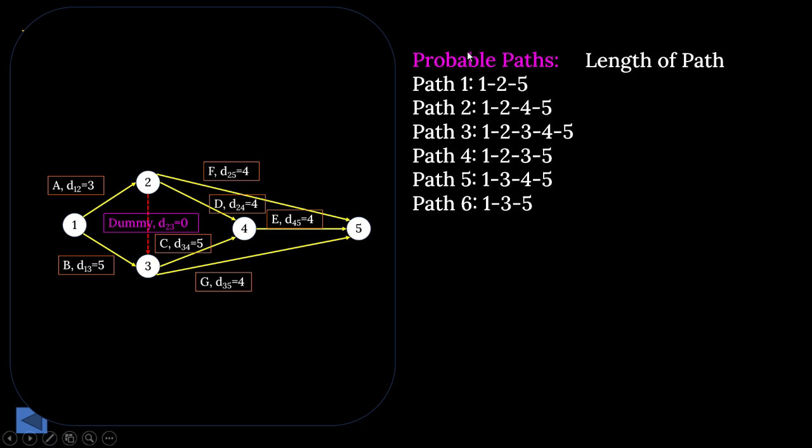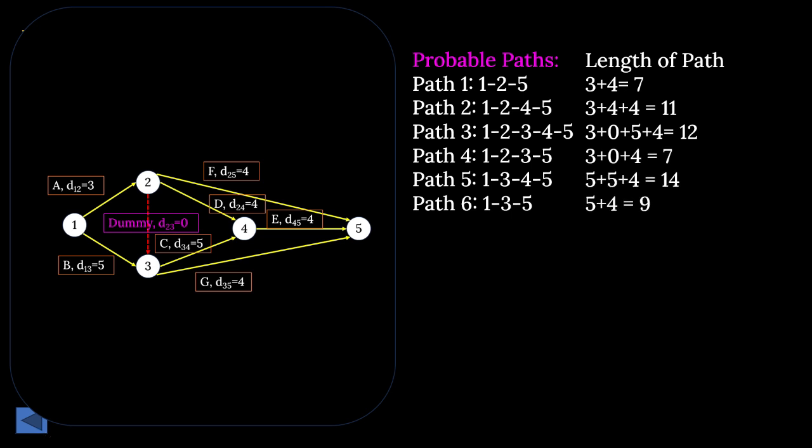In the first case, 1 to 2, 2 to 5, 1 to 2 duration is 3, and 2 to 5 duration is 4. So 3 plus 4 equal to 7 days. Similarly, we can calculate all these durations. Okay, 7 days, 11 days, 12 days, 7 days, 14 days, 9 days, all these probable paths, and correspondingly their length of path we have calculated. That is possible, very simple arithmetic.